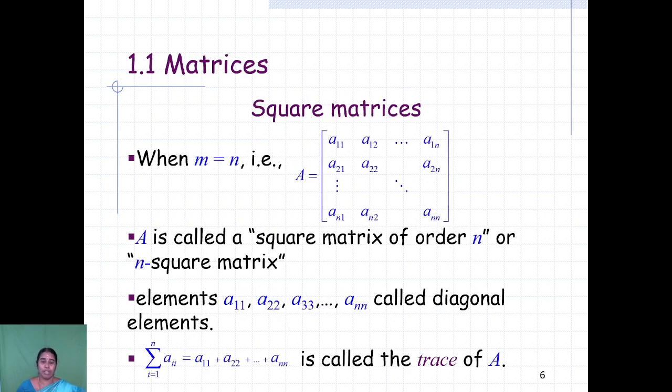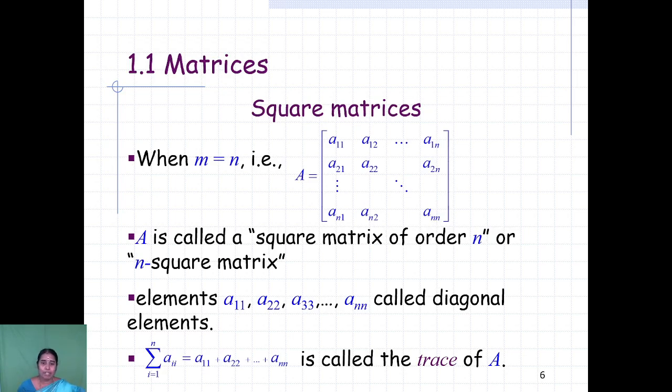Next, square matrix. What are the different types of matrices we have? Square matrix first of all. If m is equal to n, that is, if the number of rows and the number of columns are equal, then the given matrix is said to be a square matrix. For example, A equal to A11 etc. up to A1n, and An1, An2 etc. up to Ann. Here A is called a square matrix of order n, or an n-square matrix.